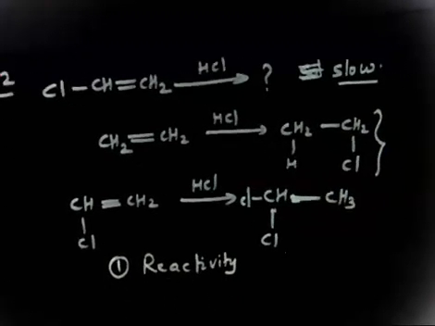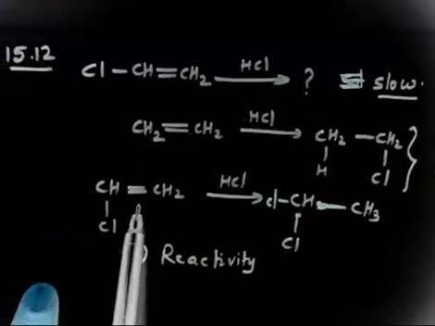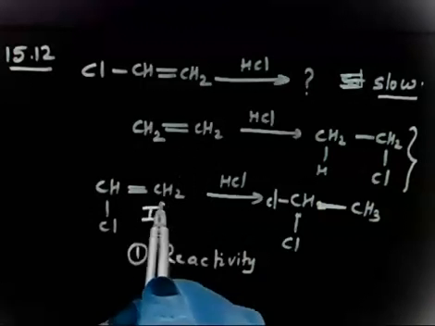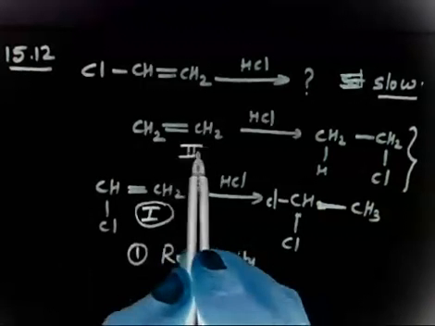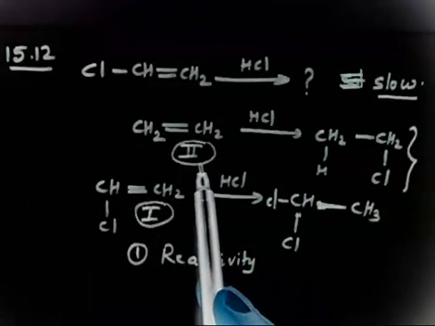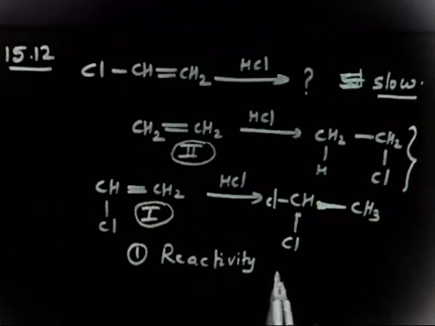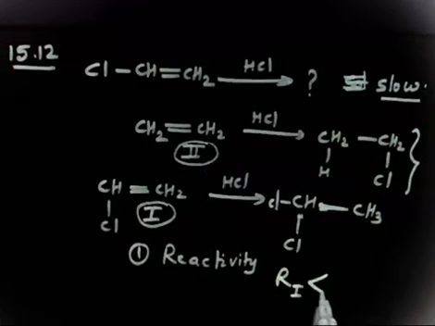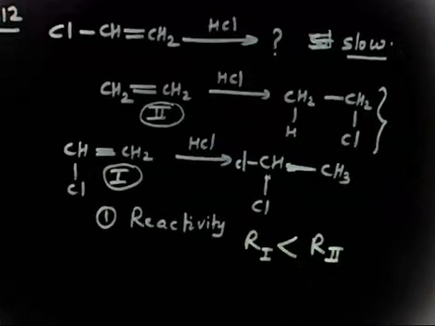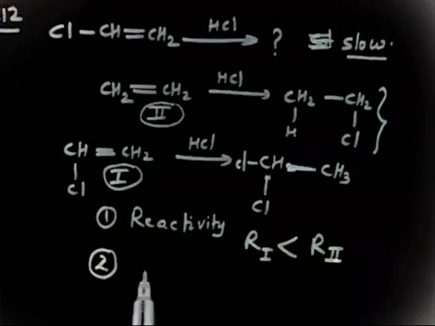So this question says this molecule reacts slowly compared to this molecule. Let us call this molecule 1, this molecule 2. So I can say the rate of molecule 1 is slower than the rate of molecule 2. You have to explain this behavior. Can you explain? And then the second problem is the problem of orientation.